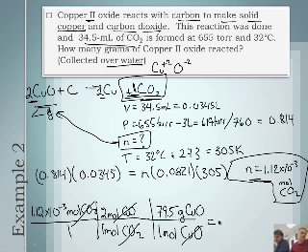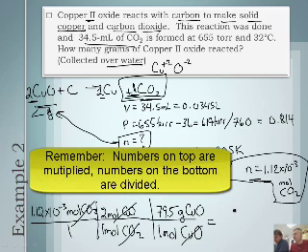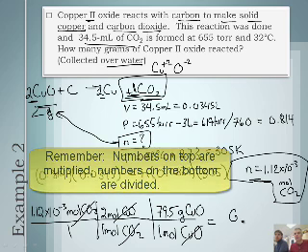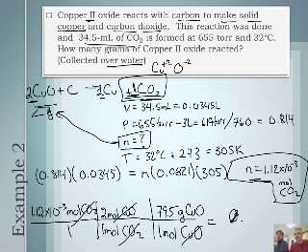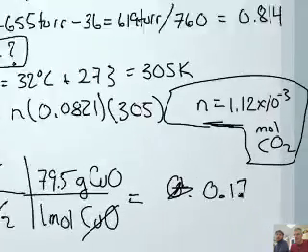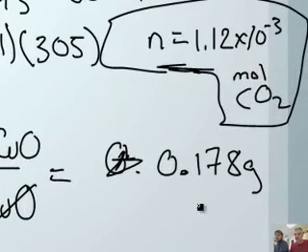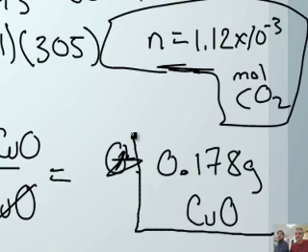We take 79.5 times 2 times 1.12 times 10 to the negative 3. That's a pretty small number. I must have done something wrong. I must have hit the divide sign. There we go, 0.178 grams of CuO.